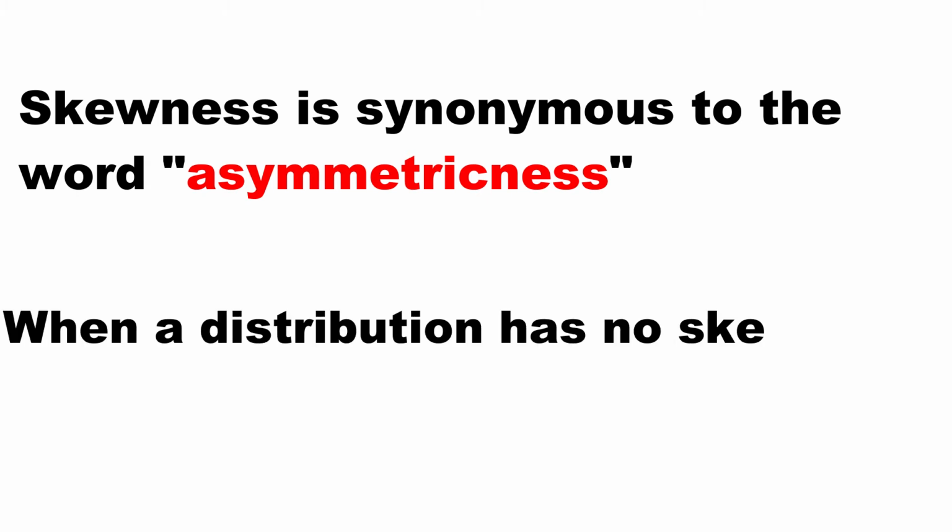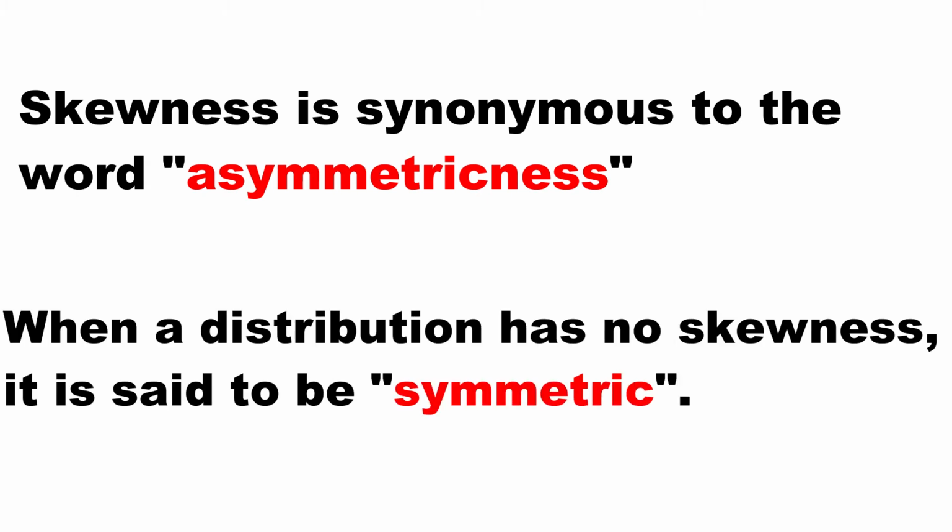So when something is not skewed, it is said to be symmetrical. So let's quickly rush over it. Skewness is synonymous to asymmetricness, and non-skewness is synonymous to symmetricness.